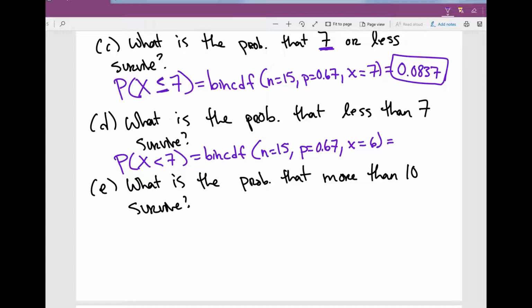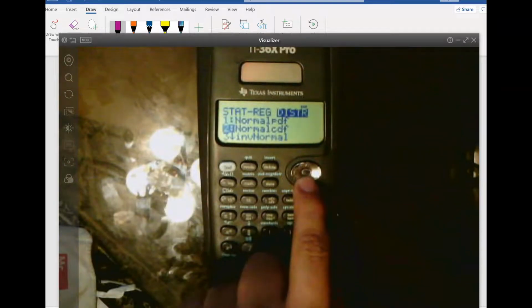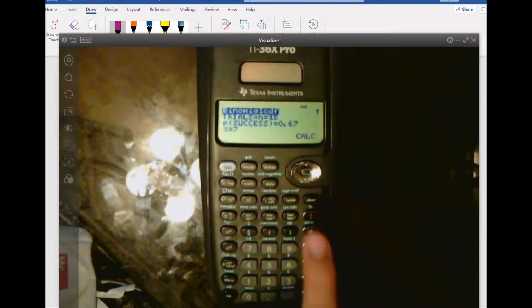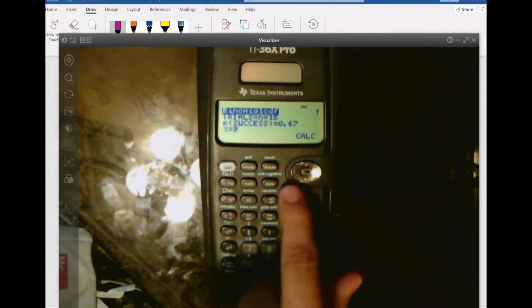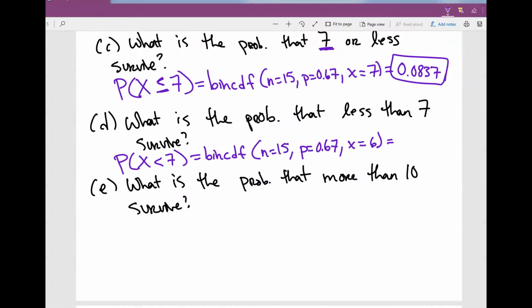Okay, so let's put that into our calculator. Notice that it's still binomial CDF. So second data, distributions, go down to binomial CDF. Enter. Everything is going to be the same, but now this is going to go down to 6. Then we go to calculate, and it's going to be 0.0289. So that's what that's going to be.